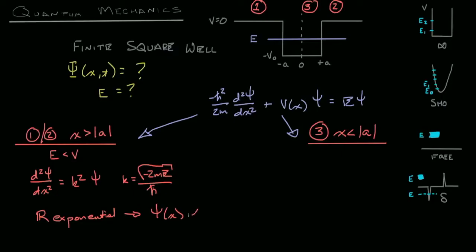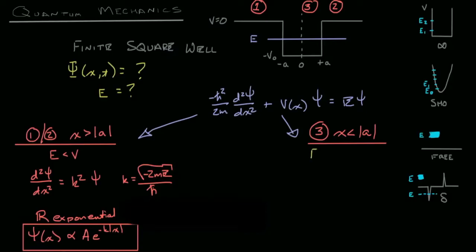Solutions for these are real exponentials, which means we can expect the wave equation as a function of x to be something of the form A e to the negative kx, where we're looking at something that exponentially decreases as we move away from the origin to keep the wave equation from blowing up.